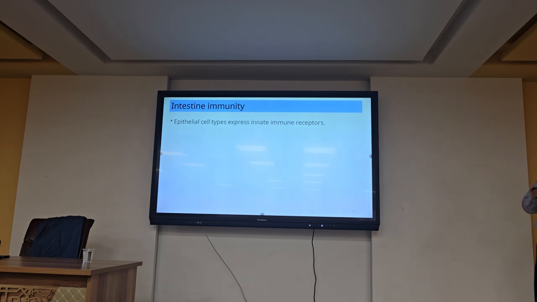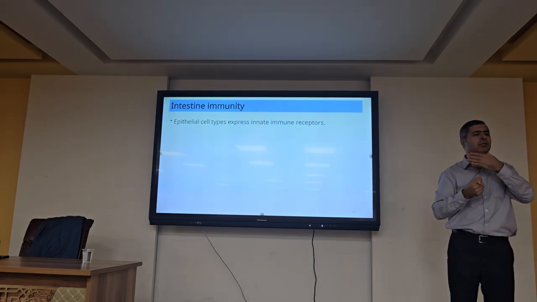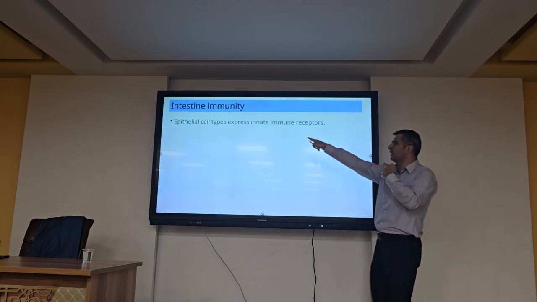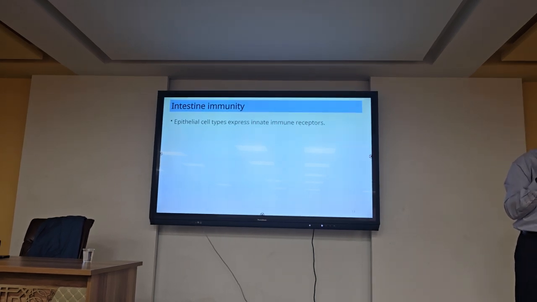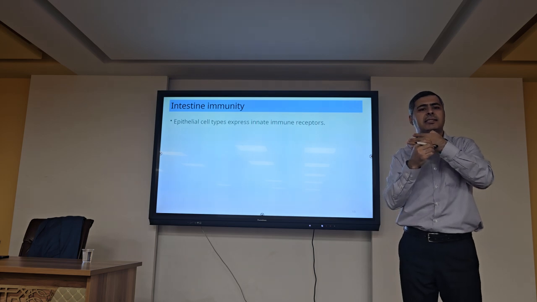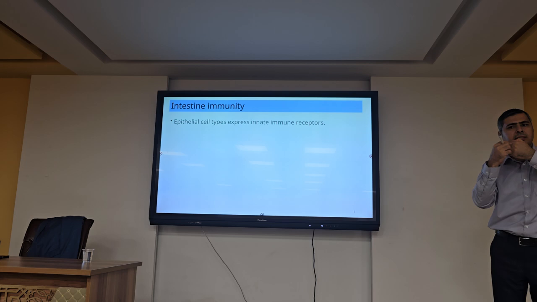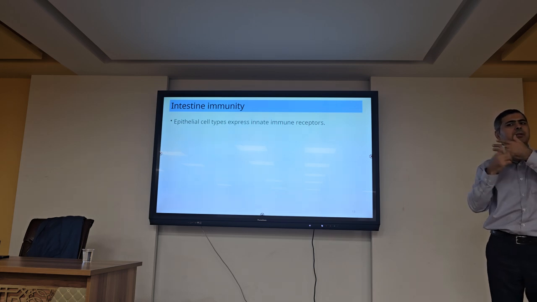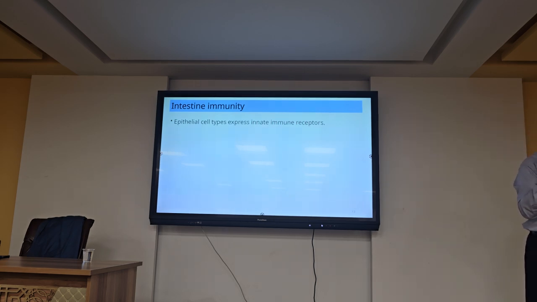What does that mean? For example, if I have an infection here, a start of infection here, the epithelial cells are the first cells that can detect the infection. Am I clear? The epithelial cells are the first cells that can sense the infection. And the epithelial cells and other cells located in this place, for example, macrophages, dendritic cells, mast cells, mainly macrophages and epithelial cells, are the first cells that detect the infection.